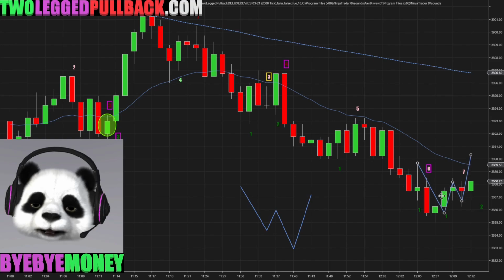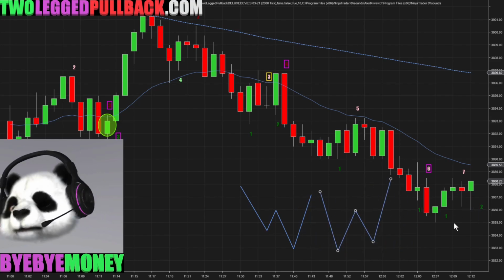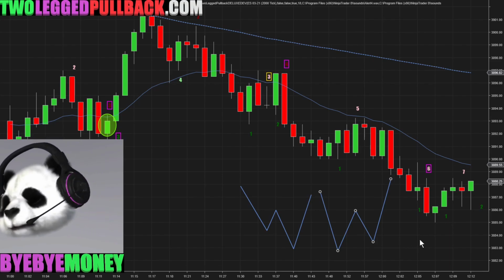If I drag this over here, you can see that we have a two-legged pullback forming here of the second variant where the pivot low does not break the previous pivot low. That's why we have a dark green 2 here instead of a dark green 1. Would you take this second entry?